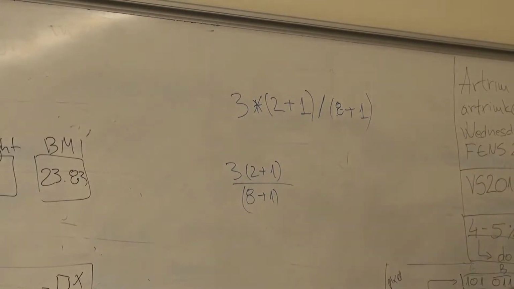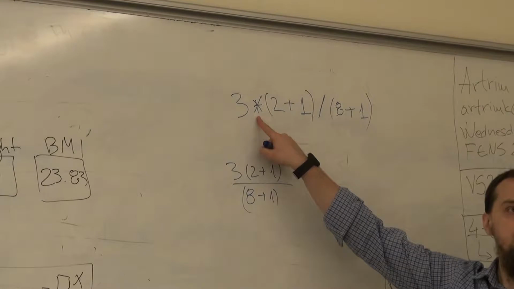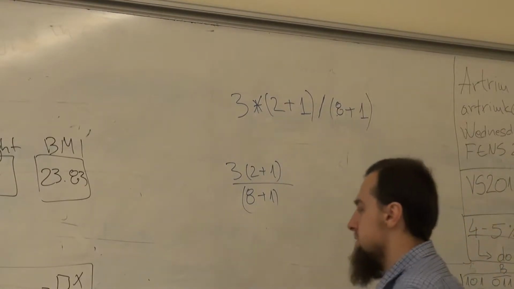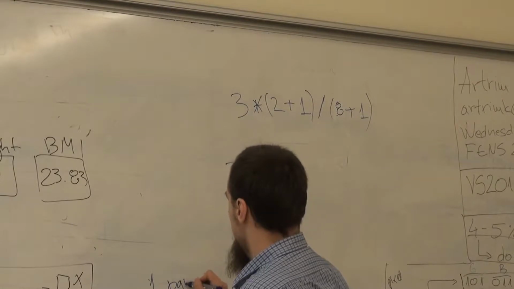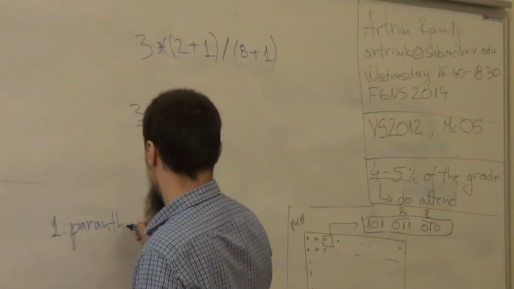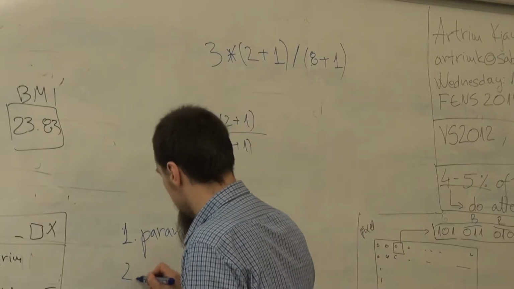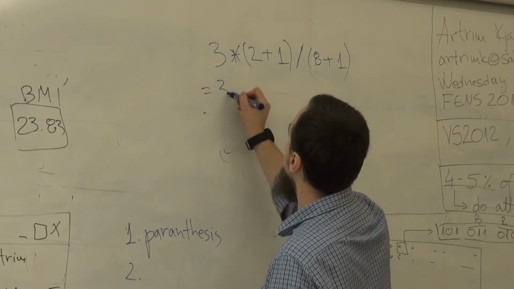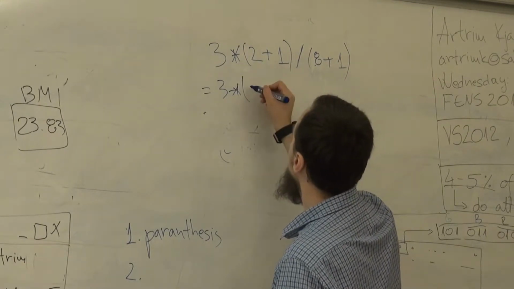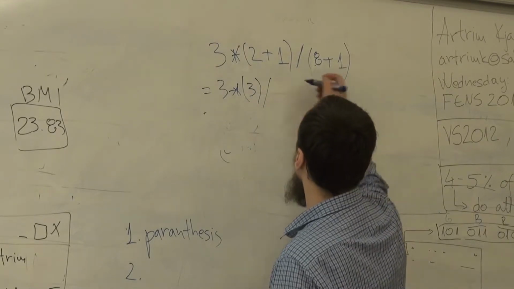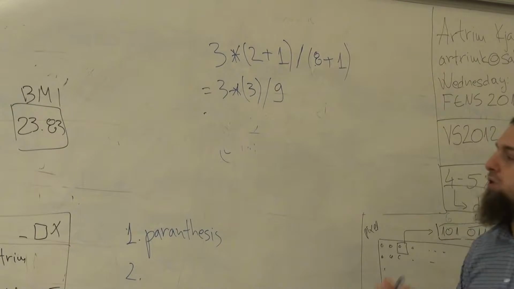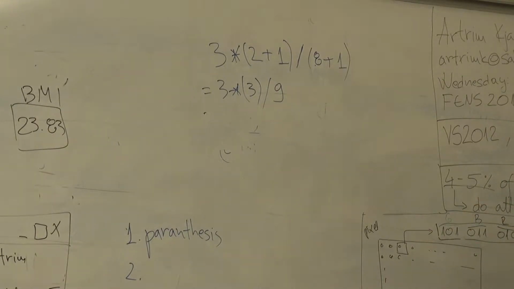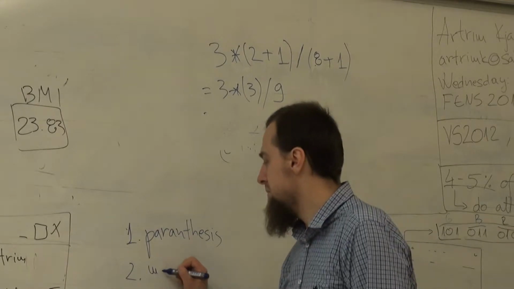So which one is going to be done first here? This is pure mathematics, high school, primary school mathematics. Am I going to do the multiplication first? The parentheses, very nice. So first I go with parentheses, with the brackets. Okay, let me do the parentheses. So this is equal to 3 multiplied by 2 plus 1 is 3, divided by 9. Now what am I going to do? Multiplication, division.